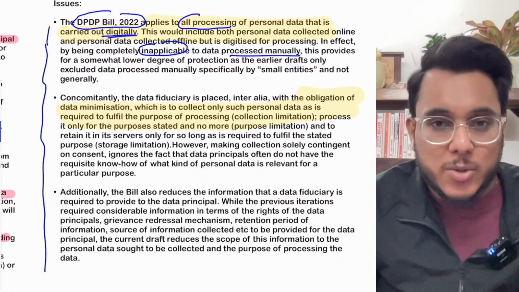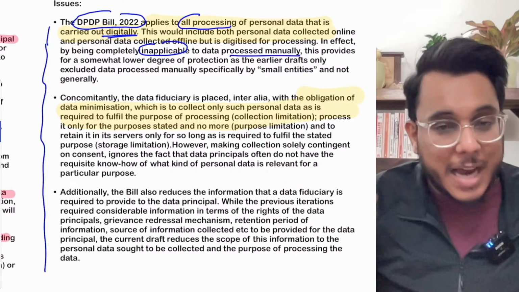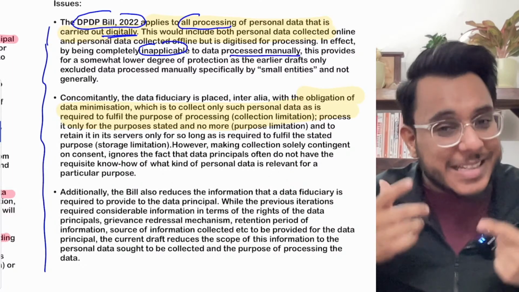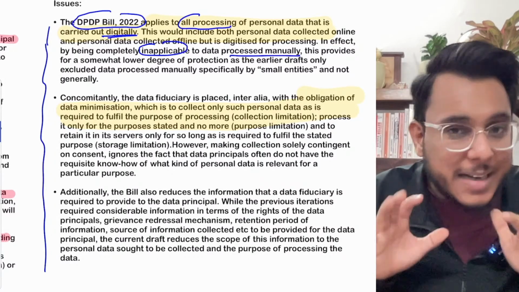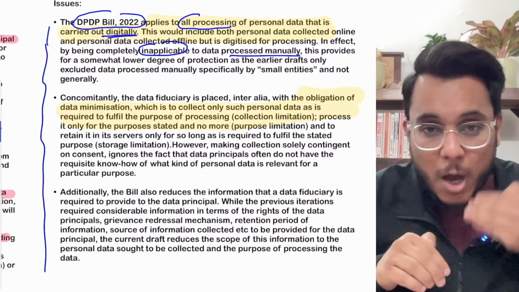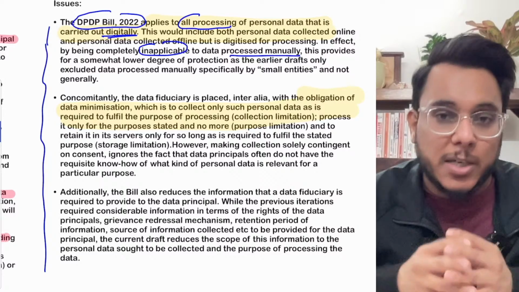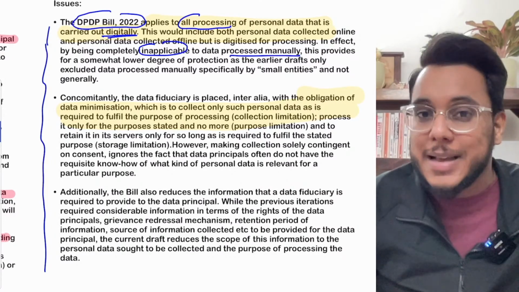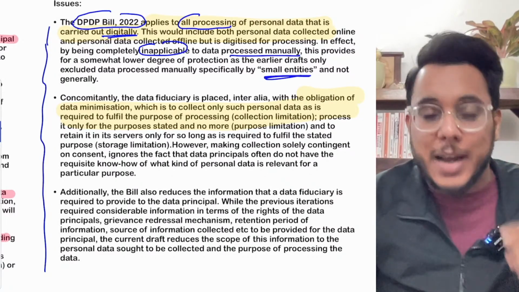Digital processing of your data means I have strong algorithms, strong programs, artificial intelligence, and I am processing tons of data. That is digital processing. But we can also process data manually. On that, this bill will not be applicable. Now, the earlier bill was better in comparison to this. Why? Because the earlier bill provided that manual processing would not be covered only if the manual processing was being done by small entities.